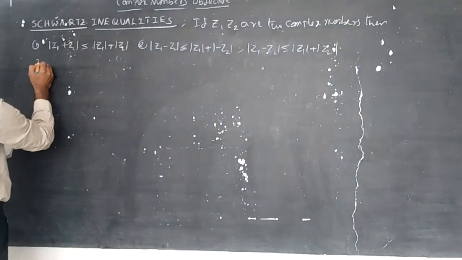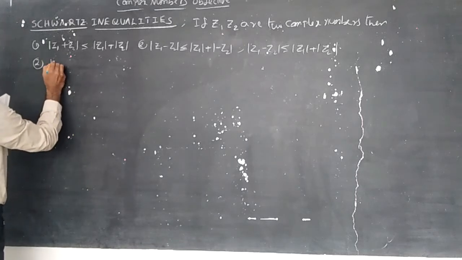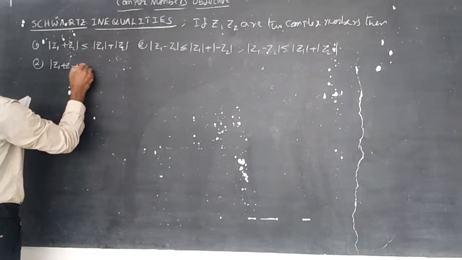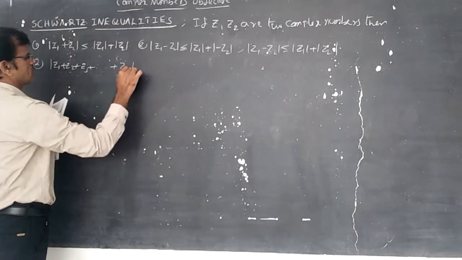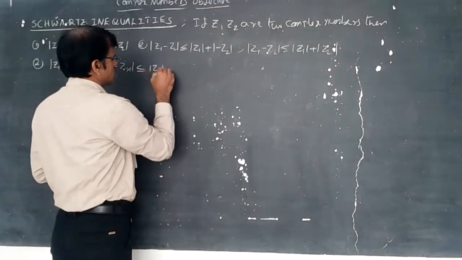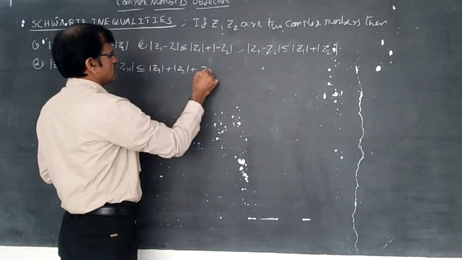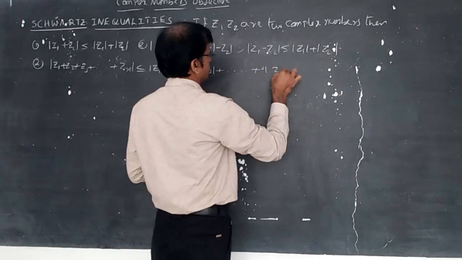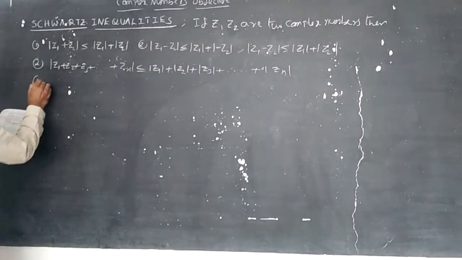Second one: modulus of Z1 plus Z2 plus Z3 and so on up to Zn is less than or equal to modulus of Z1 plus modulus of Z2 plus modulus of Z3 and so on up to modulus of Zn.